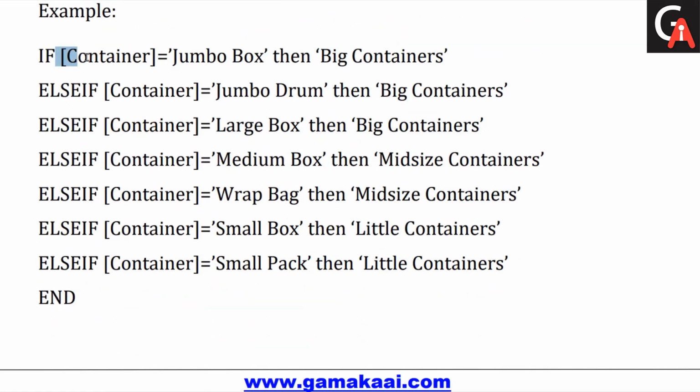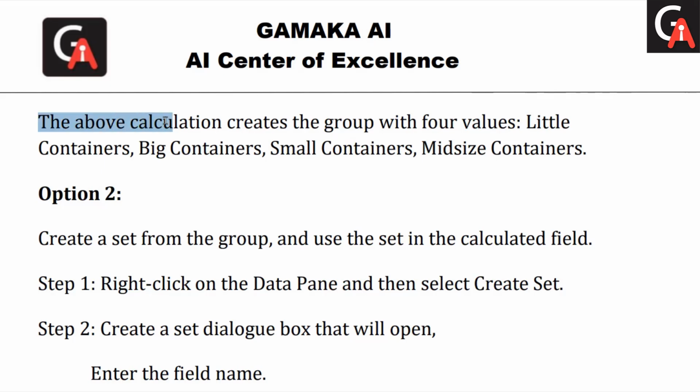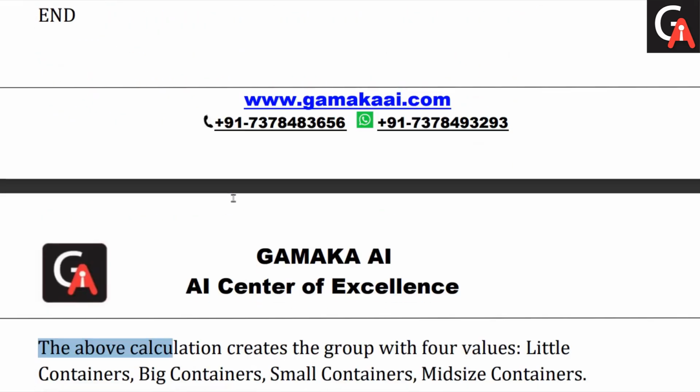If something like Container is my one field or column, and it's comparing if it is a Jumbo Box, then mark it as a big container, right? And elsewhere you write some of the conditions here and the respective outputs, and we will just end this IF statement. And the above calculation, once we click OK, results in these many categories we define in the above function.